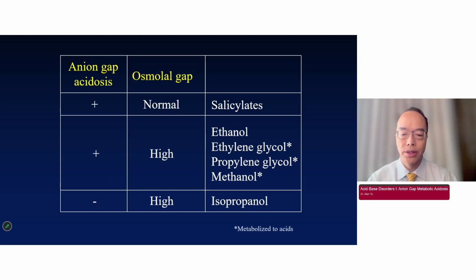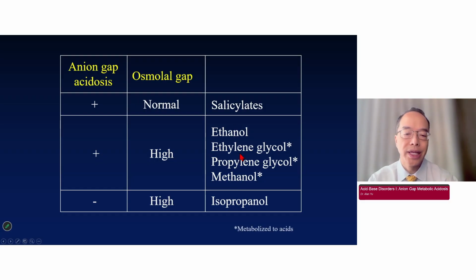Okay, and so it is helpful to memorize all the different intoxications, which ones cause an anion gap acidosis, which ones cause an osmolar gap, and which ones cause both. And here are the most common ones. Salicylate poisoning causes an anion gap acidosis, but there are minimal or no neutral osmotically active substances being generated, and so that does not affect the osmolar gap.